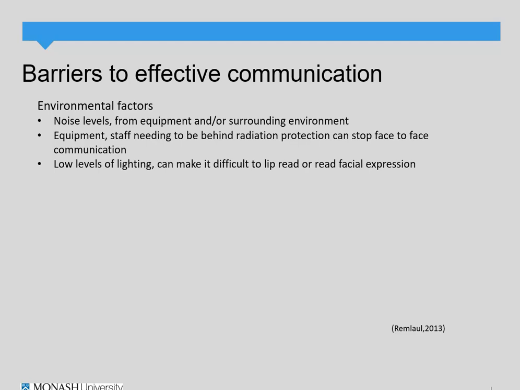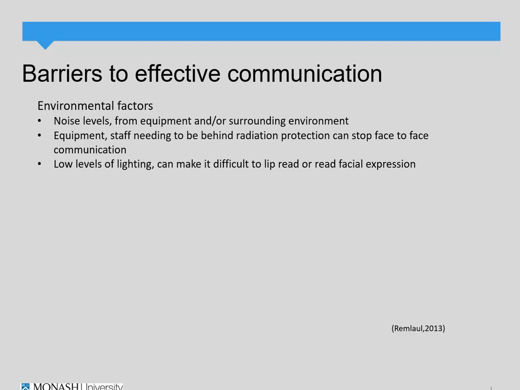Noise levels. So if you've got equipment or a surrounding environment that is noisy, and you've got someone who's got a hearing loss, it may make it more difficult for them to actually listen to what you're saying to them. We've got equipment or staff needing to be behind radiation protection. So within radiation therapy, they're actually out of the room during the treatment. Or we may have patients who've got particular masks on for positioning that mean that they can't move their head, and then they can't actually look at the face of the radiation therapist who is talking to them. Or we've got equipment that's in the way.